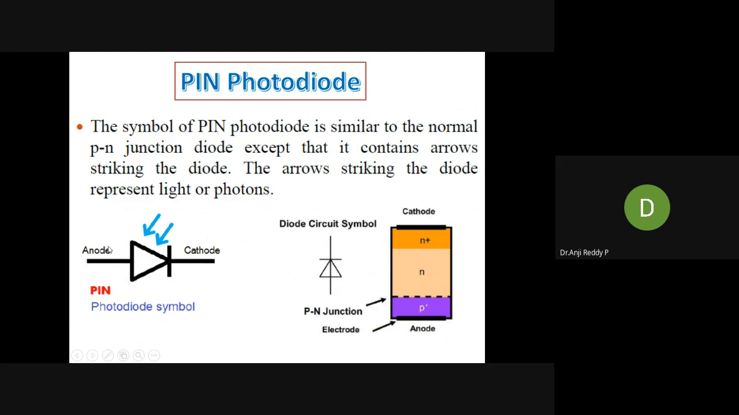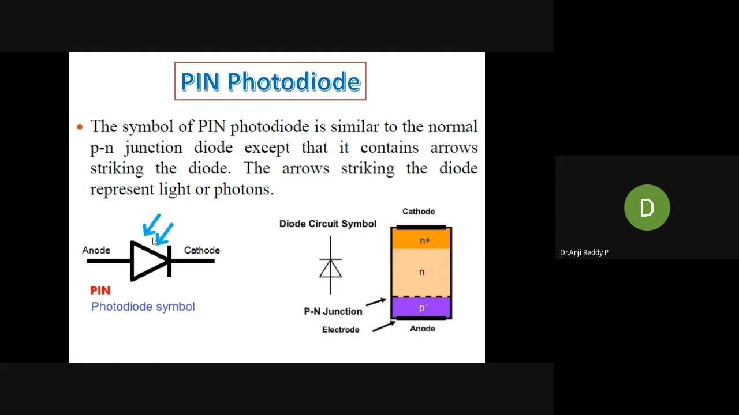Is there any difference? Both are the same symbol. Even the solar cell symbol and the pin photodiode symbol are the same. In both cases, the light is incident on the diode.